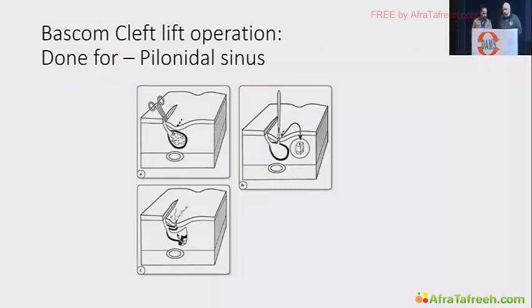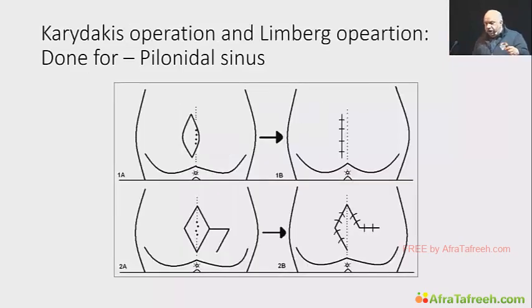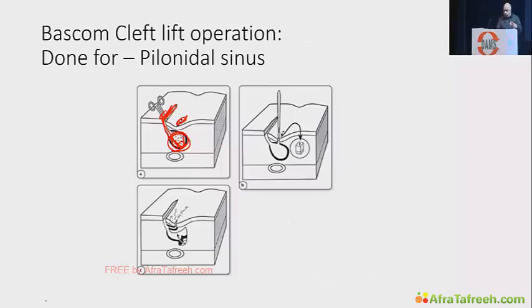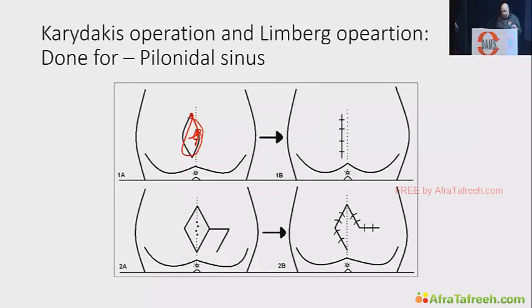Now these are some names for pilonidal sinus surgery. Again, I don't think we need to know the detail. In Bascom, we make the incision away from the disease, go laterally, and excise. While in Karydakis, you make the incision on the sinus and excise. In Bascom, we make the incision by the side, not on the disease area, while in Karydakis, we make the incision on the disease.